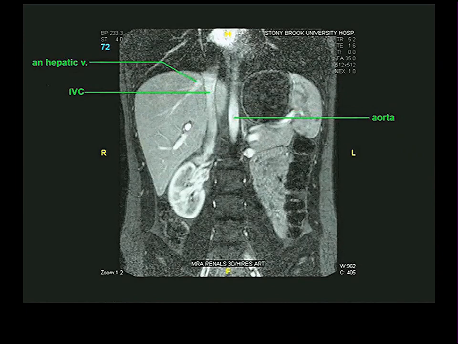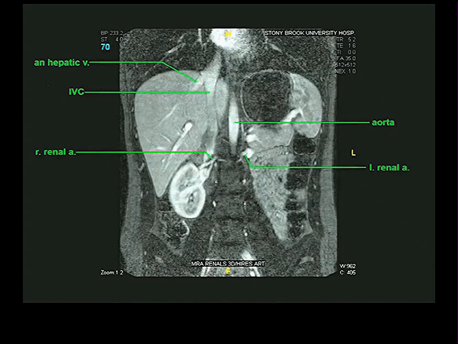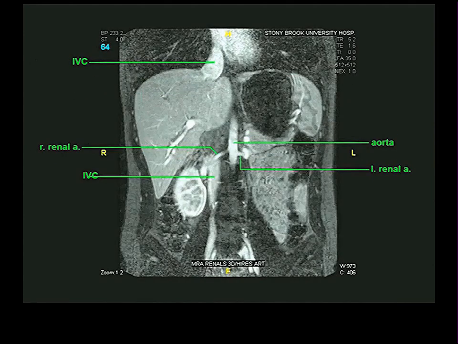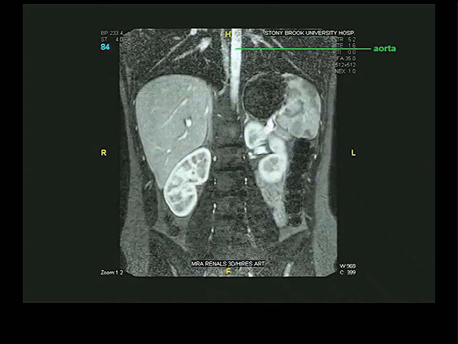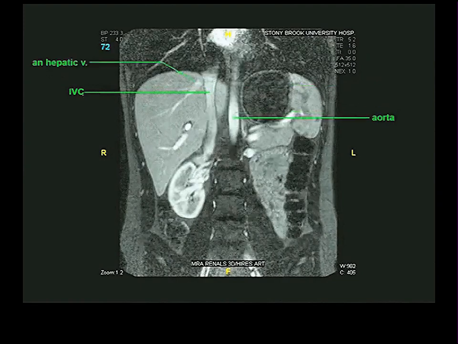We're going posteriorly. Here's a big hepatic vein going into the inferior vena cava, from the liver into the inferior vena cava. Pancreas, a splenic vein, a splenic artery right there. A vessel going to the kidney, coming from the aorta. So this is the right renal artery. A vessel coming from the aorta and going backwards to the left kidney. So that's the left renal artery.